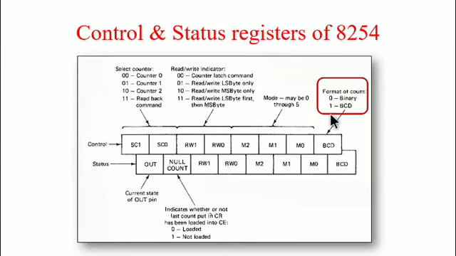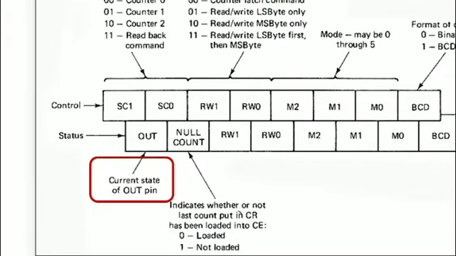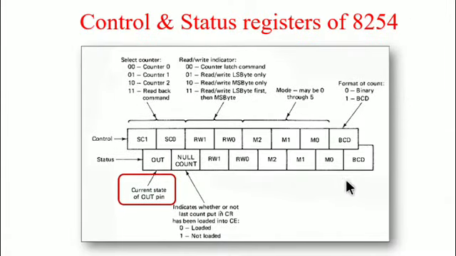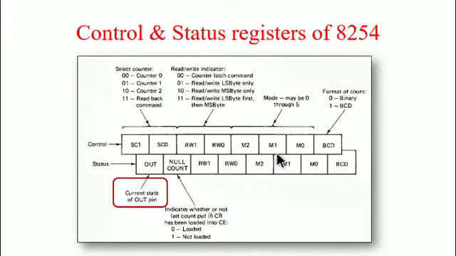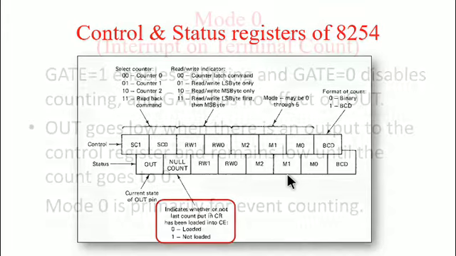Next one, the current status. This one is OUT, meaning the current status of the OUT pin is read here. And next, it indicates the null count. Already we have discussed it. It indicates the null count. So this is very important for framing the control word for the 8254.